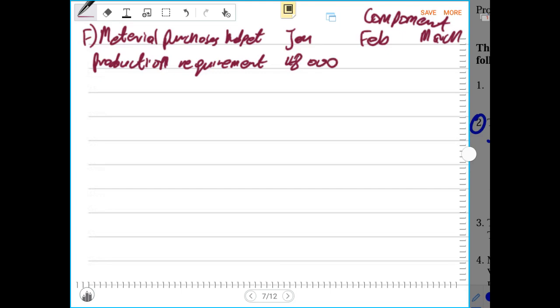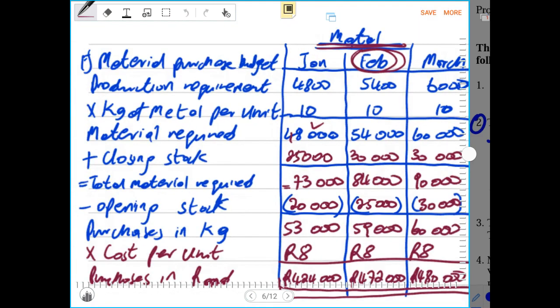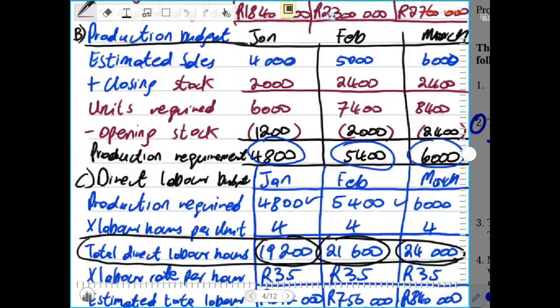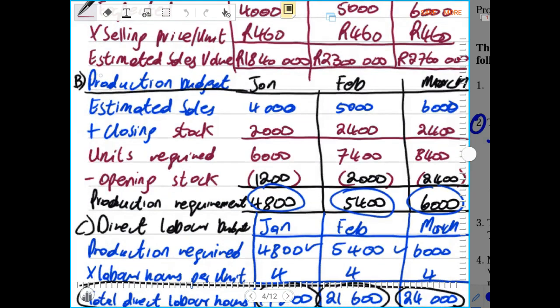because we need to produce. Where is the production requirement coming from? Production requirement comes from the production budget. In the production budget, there we got our production requirement, which is 4,800, 5,400, and 6,000. These are the production requirement.